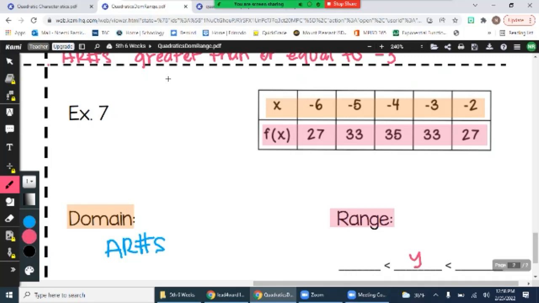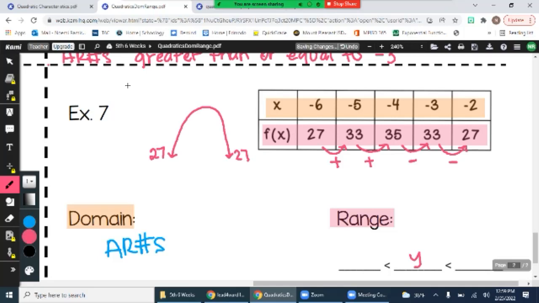We got to figure out what's happening to the values. How do you get from 27 to 33? You increase, positive. How do you get from 33 to 35? You increase, positive. From 35 to 33? Decrease. And from 33 to 27? Decrease, okay? So I'm going to start with my 27 because we go from left to right. From that 27, what direction are we going? Up and then back down to that 27.